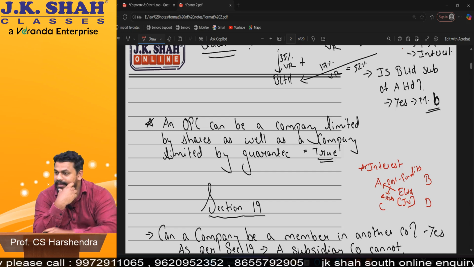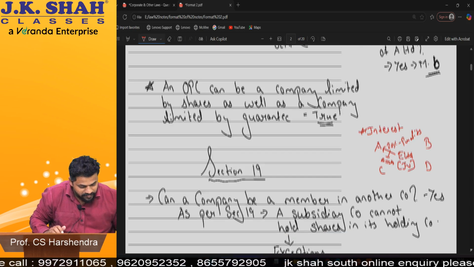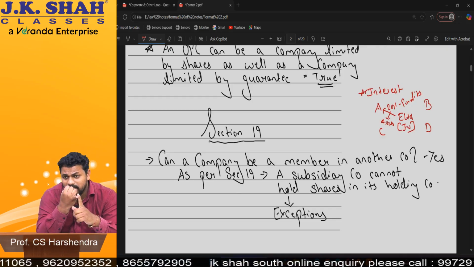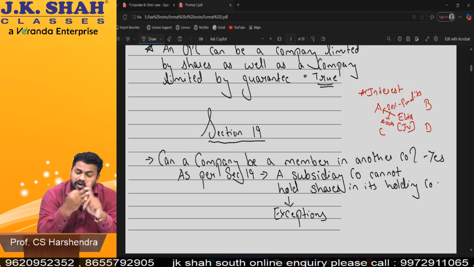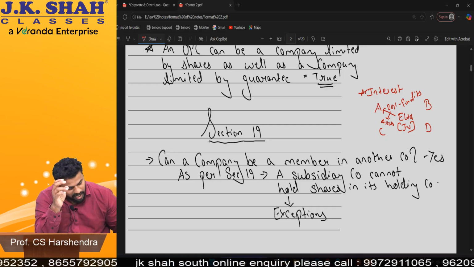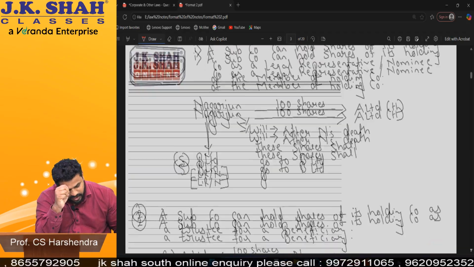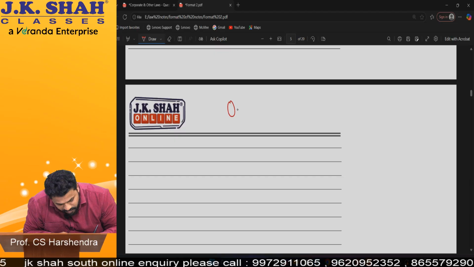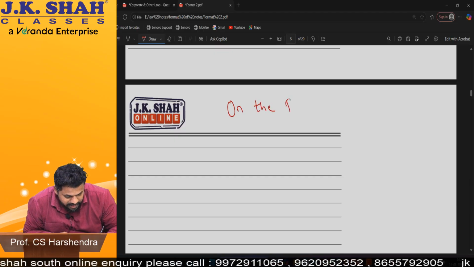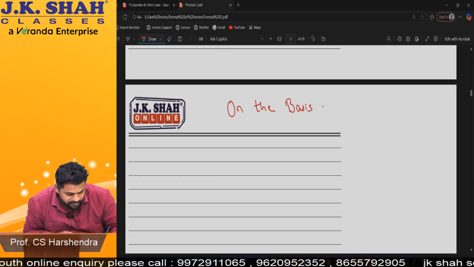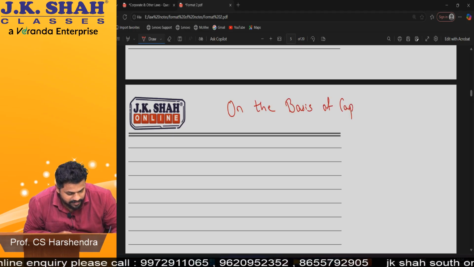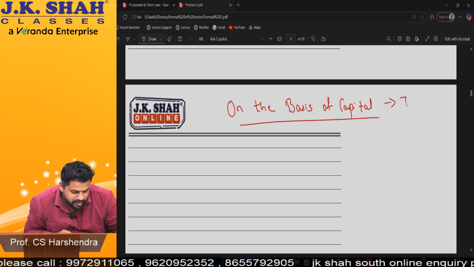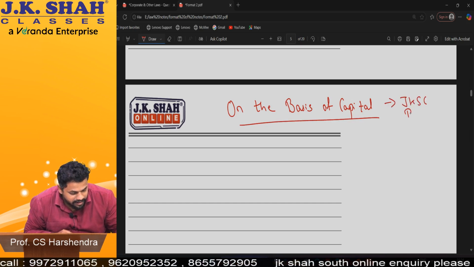Perfect. Great. Okay. So we have completed classification of company on the basis of what, beta? Liability of members, on the basis of members, on the basis of control. Now the next one is on the basis of what, beta? Capital. Okay. Classification of company on the basis of capital. I am writing it here, and will do it from the JKSC book only. I'll show it to you.